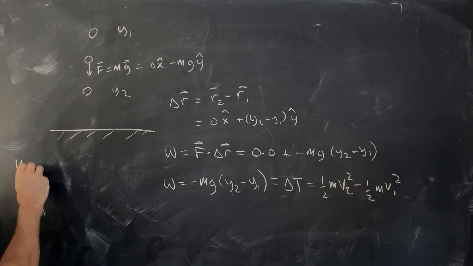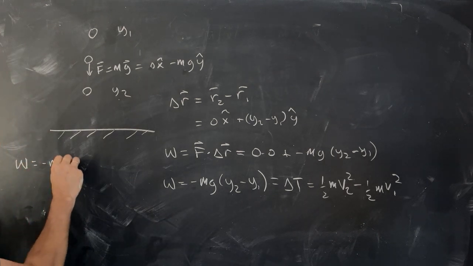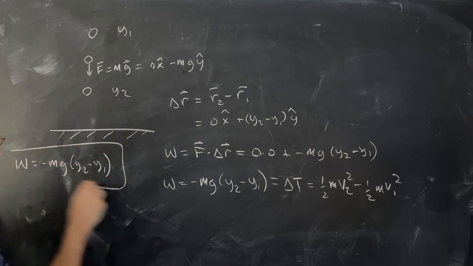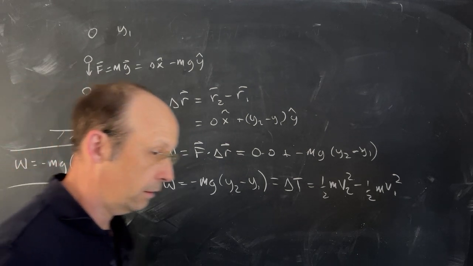That's what I want to look at, and I'm going to write that over here. Work is negative mg (y2 minus y1). I'm going to put a box around that because we're going to come back to that.